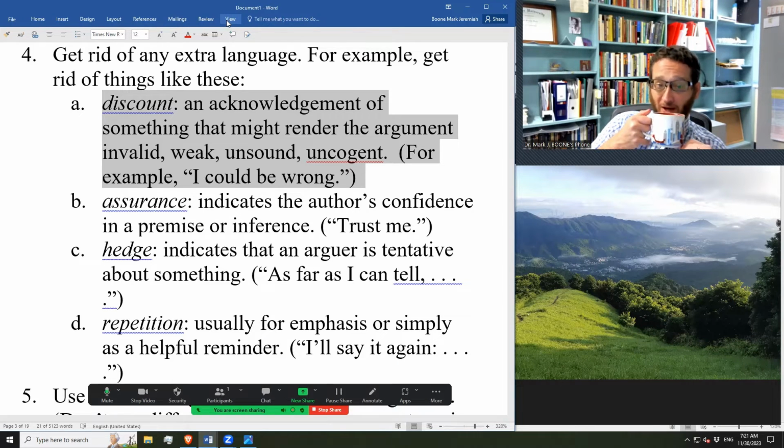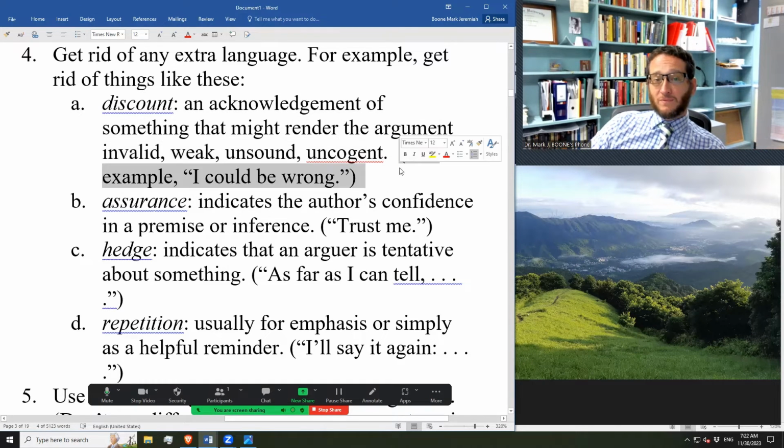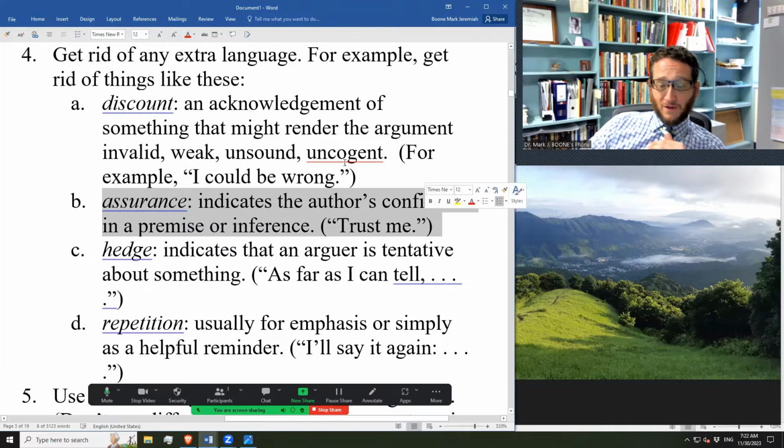Let's use our technical terminology, and let me not just say weaken in normal English, because this is logic class. We can't always use normal English. Weak has a technical meaning. An argument might be rendered invalid, weak, unsound, or uncogent by something. So if I say, I could be wrong, or unless I'm mistaken, that is a discount. And then there is an assurance. An assurance indicates the author's confidence in a premise or an inference. Trust me.